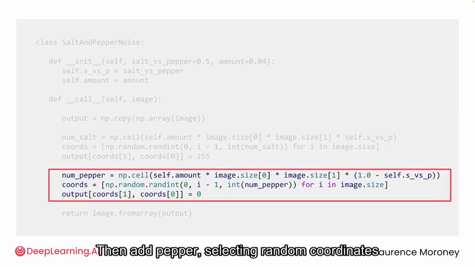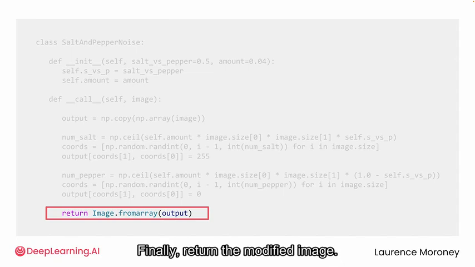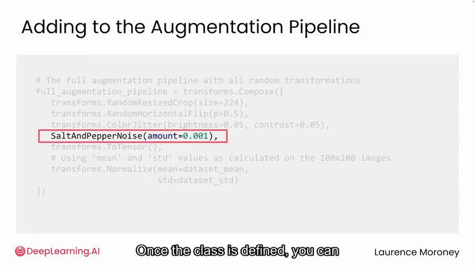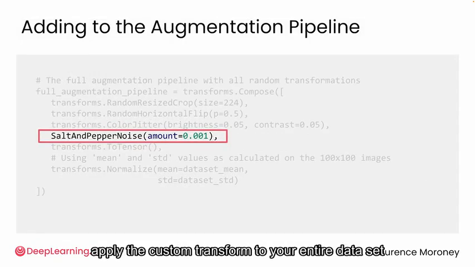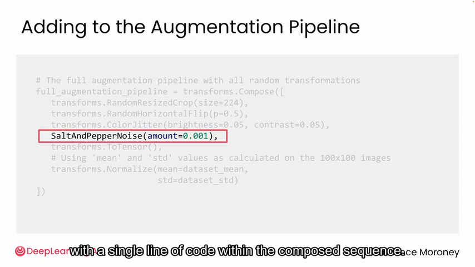Then add pepper, selecting random coordinates and setting those pixels to black with a value of 0. Finally, return the modified image. Once the class is defined, you can apply the custom transform to your entire dataset by adding it to your augmentation pipeline with a single line of code within the compose sequence.